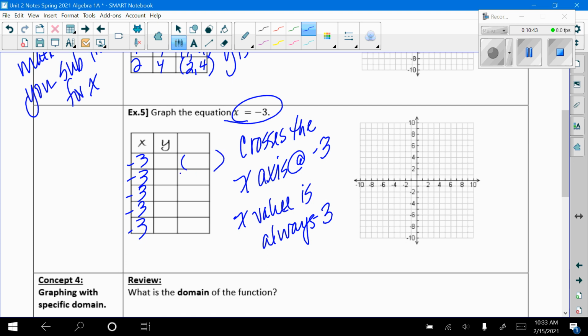So my ordered pair, it's negative 3 something, negative 3 something, negative 3 something. The y value does not matter, so you could put in 2, negative 2, negative 1, 0, 1, 2. Those are my go-to numbers. And it does not matter because I'm crossing the x-axis at negative 3 every time. So negative 3, negative 2, negative 3, negative 1, negative 3, 1, negative 3, 2, etc.